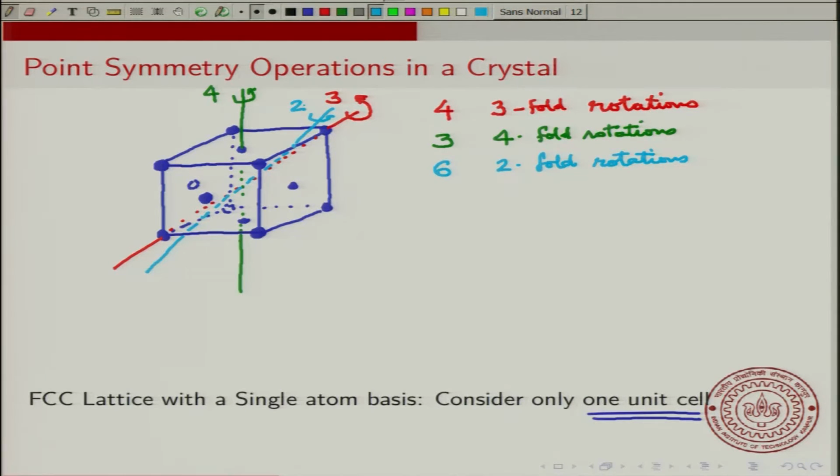Now there are other operations in addition to this, and indeed there are a lot of other operations. Again I am not going to show all of them explicitly, but let me mention a few. So there is an inversion about this origin, about the center. Then there are mirror planes. So there are 9 mirror planes.